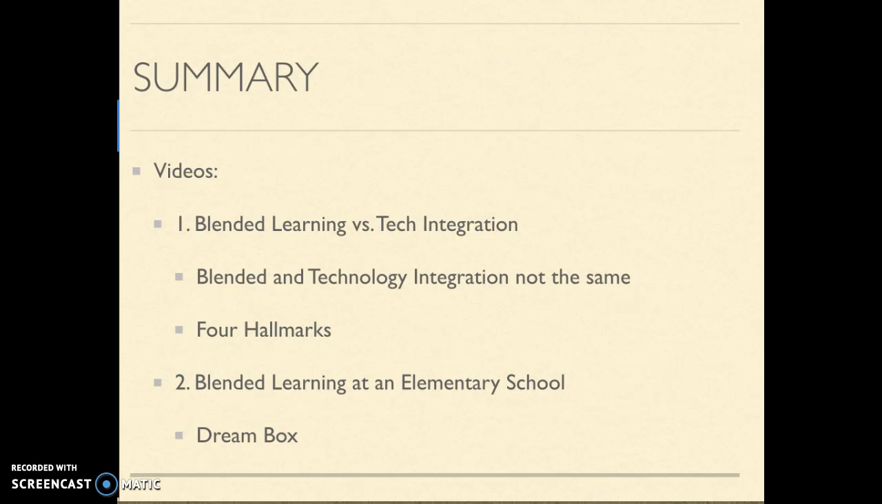Video number two is blended learning in elementary school. It was a math program called DreamBox, where students on their iPads work with math equations related to the Common Core in order to help them master the skills. It reinforces what they're already taught, provides extra practice, and allows students to work at their own pace. There were three groups: one doing hands-on work, another working with technology on iPads, and another group working with the teacher.